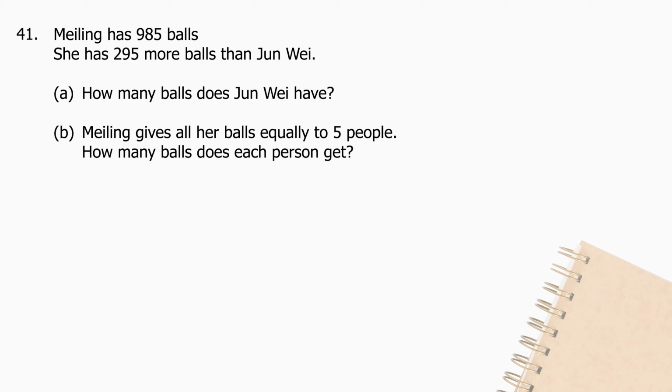Question 41. Mei Ling has 985 balls. She has 295 more balls than Junwei. A. How many balls does Junwei have? B. Mei Ling gives all her balls equally to 5 people. How many balls does each person get?